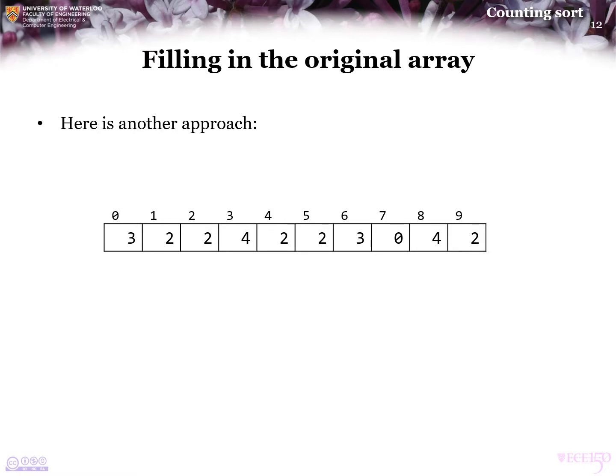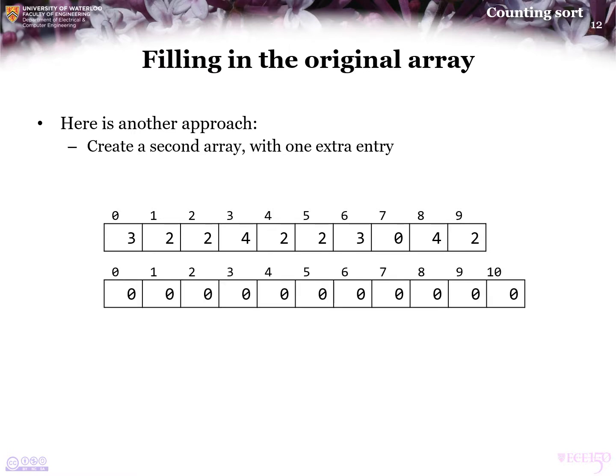Here is a second approach that we could possibly use. Here is our counting array, and it stores how many of each value from 0 to max value there were in the original array. What we will do now is we will create a second array, that is, one with an additional entry. So this has a capacity of max value plus 2.